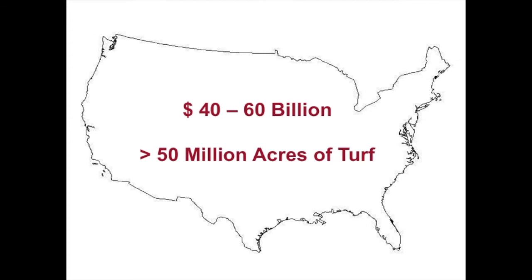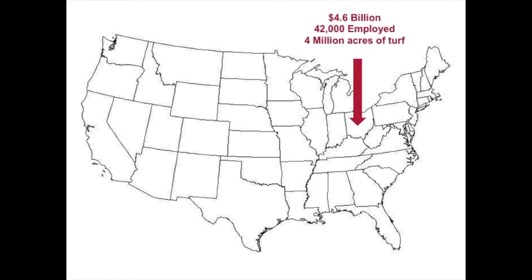The sports turf industry, or the turf grass industry, is worth a lot of money to the economy, between 40 and 60 billion dollars across the United States. So it's a huge industry. There's over 50 million acres of turf across the United States. So we'll just look at Ohio. The Ohio economy, about $4.6 billion goes from the turf grass industry and contributes to the Ohio economy. Over 40,000 people are employed in turf grass in the state. We've got over 4 million acres of turf in the state of Ohio.